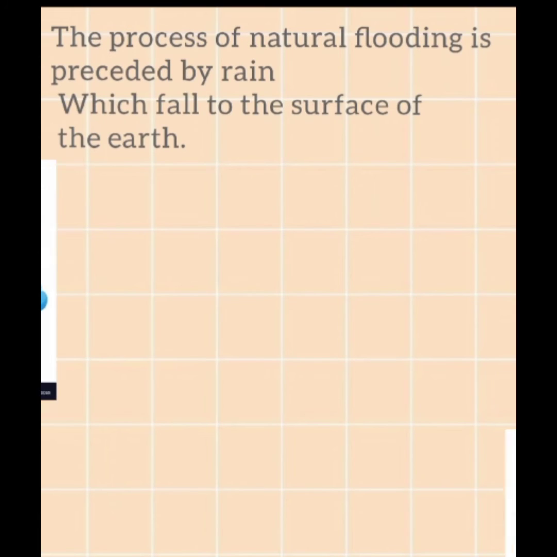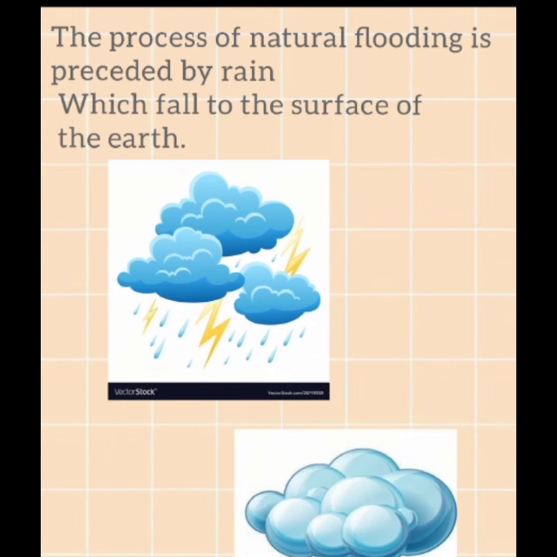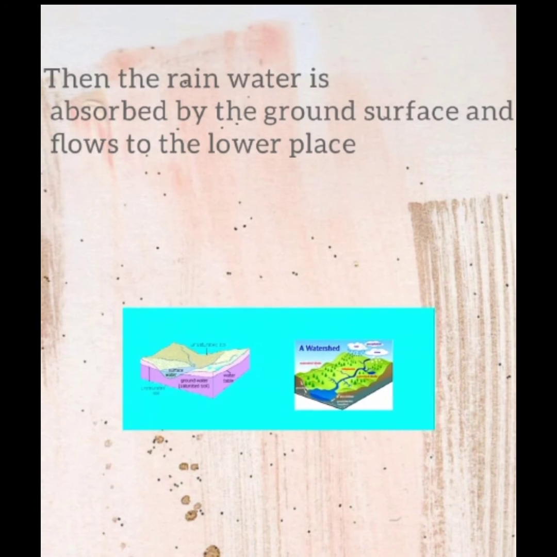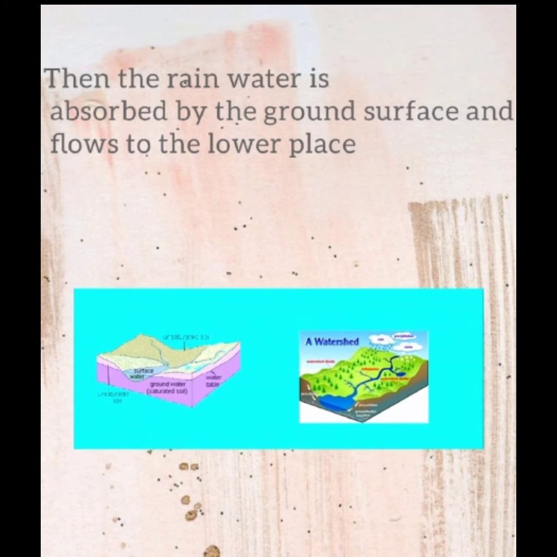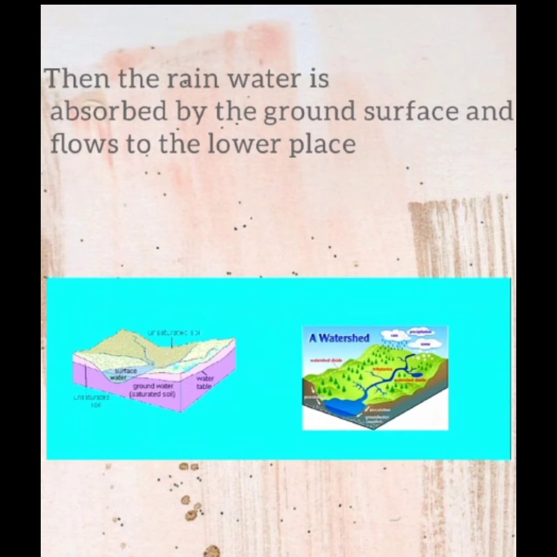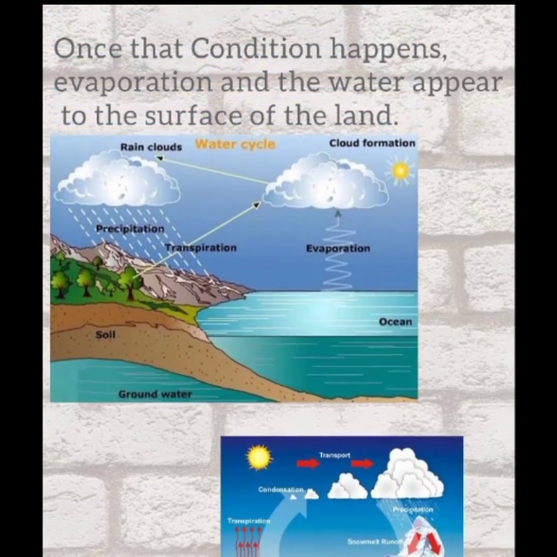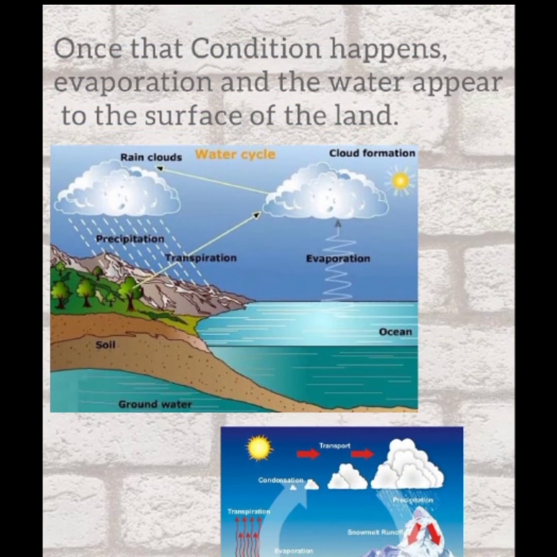The process of natural flooding is preceded by rain which falls to the surface of the earth. Then the rainwater is absorbed by the ground surface and flows to the lower place. Once that condition happens, evaporation occurs and the water appears on the surface of the land.